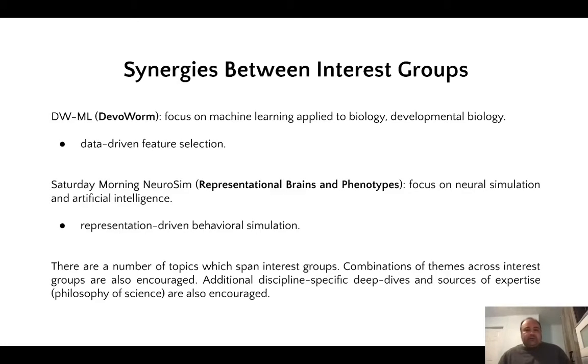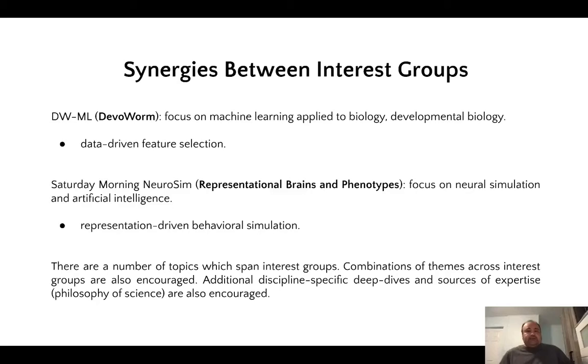It's a little bit broader than that, but one of the things we focused on is representation-driven behavioral simulation. Stefan's work, Jesse's work, is in this area quite a bit, and we're trying to develop new techniques. We're also trying to do cutting edge science in this area, and we're trying to do it all in this synchronous asynchronous model.